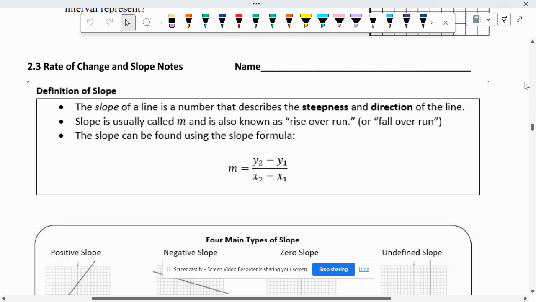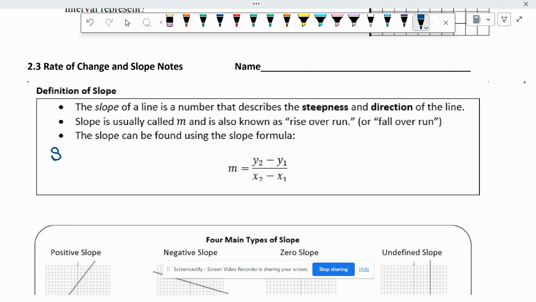Okay, so here we go. We're starting right here, page 20. It says rate of change and slope notes. The slope of the line is a number that describes the steepness and the direction. I want to kind of talk about that over here.